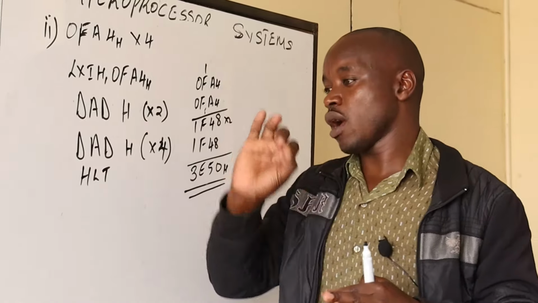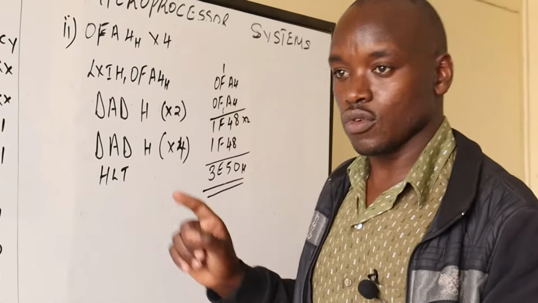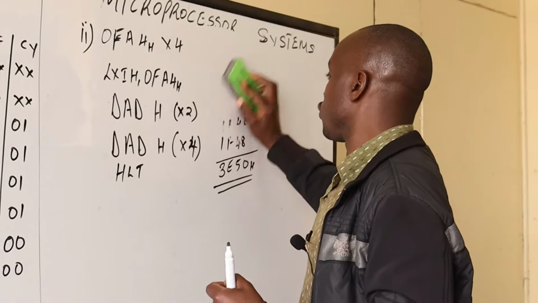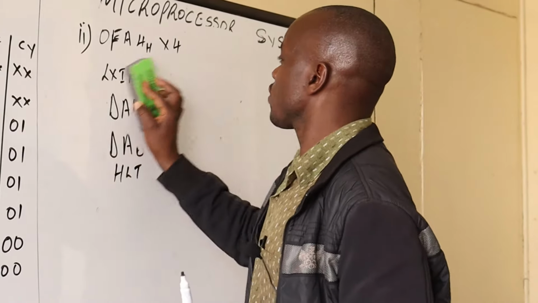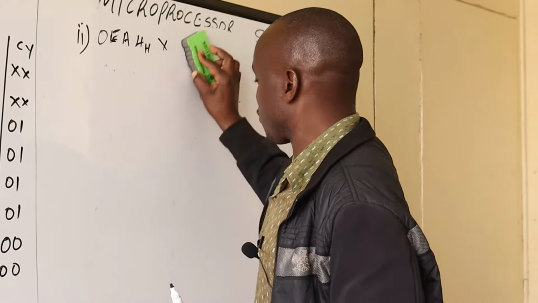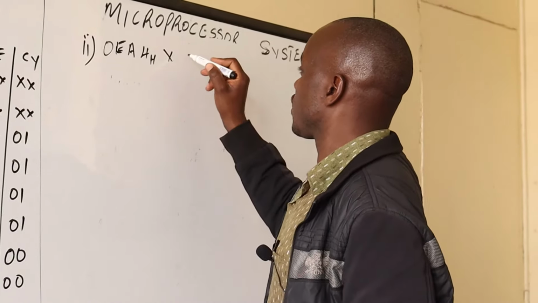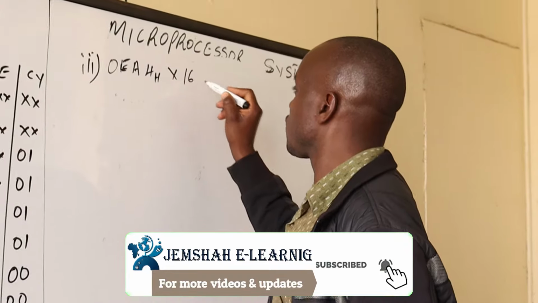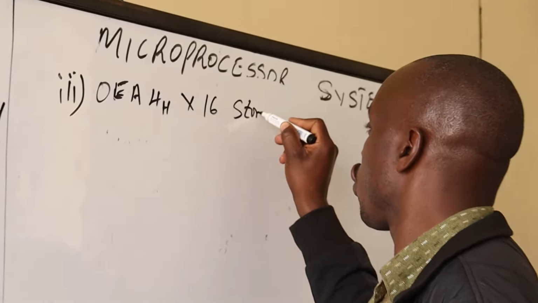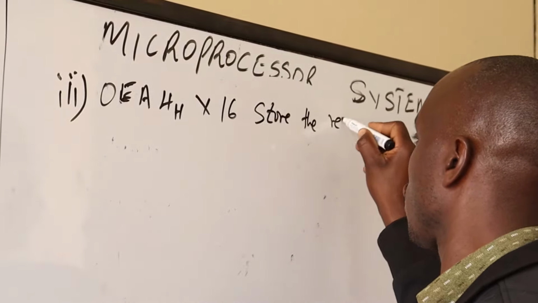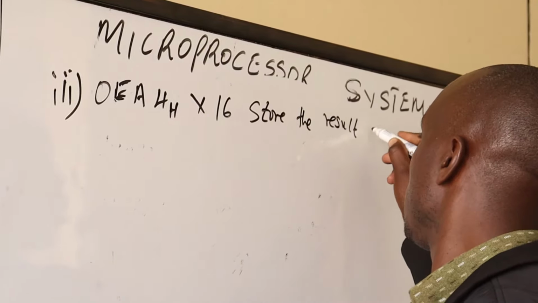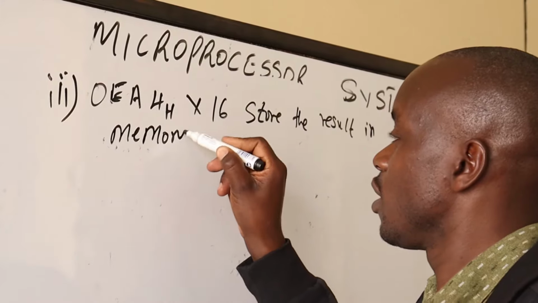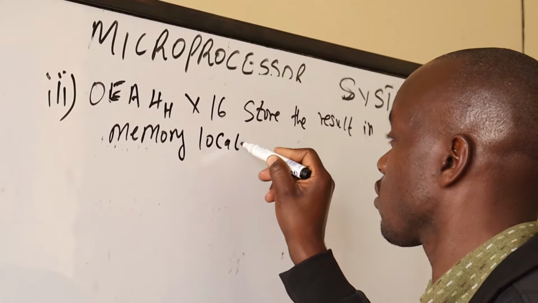I want to add one more example here. I've remembered another instruction which I need to introduce here so that people might not be suffering. What if it was the same number multiplied by 16? This same number multiplied by 16, and store the results in memory locations.